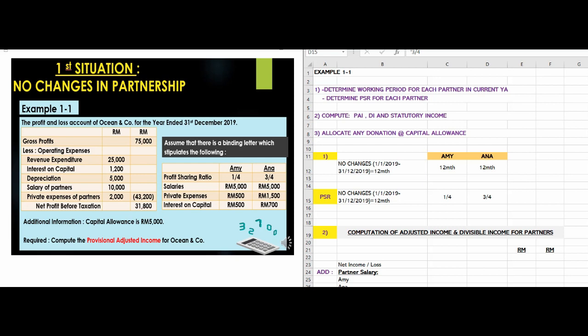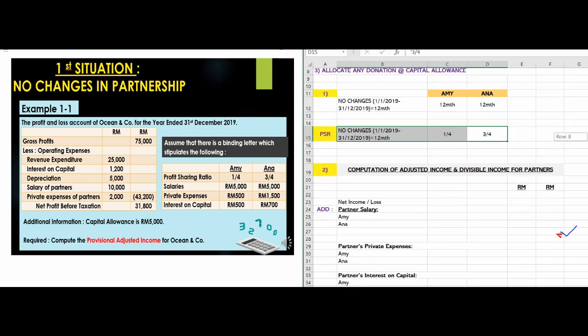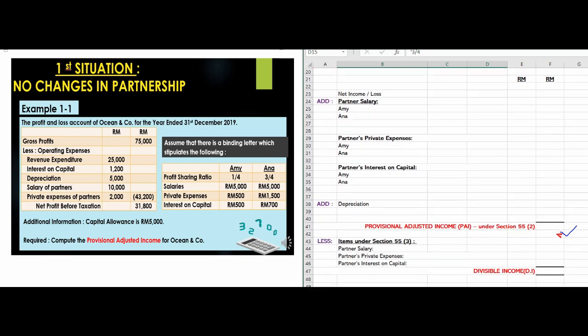Alright, so you have to put some title in here. So it's much better. The title that I've used is Computation of Adjusted Income and Divisible Income for each partner. Alright, so we are going to do some additions or subtract back regarding the Sochi part.